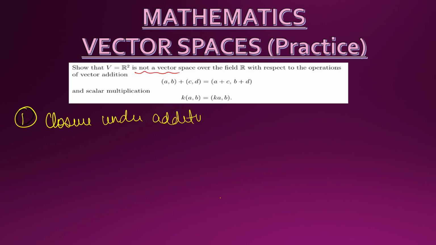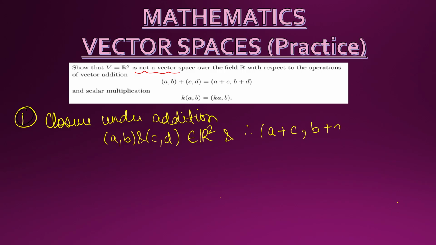In this, we assume let A comma B and C comma D belong to R square, and therefore A plus C comma B plus D will also belong to R square. It is given as a property of vector addition. So by this we can say that it's satisfying the property. If some real numbers belong to that set, their addition will also belong to that set.